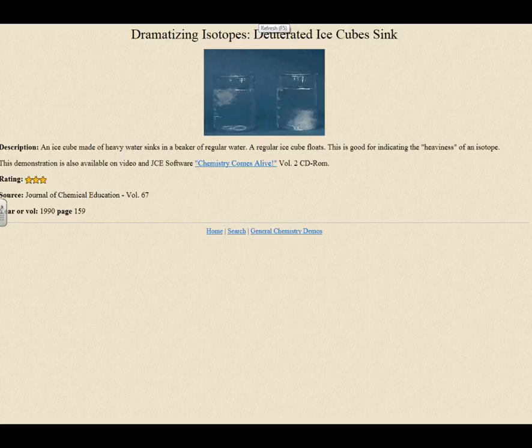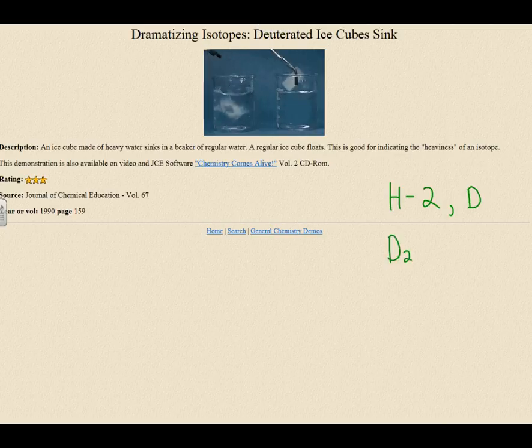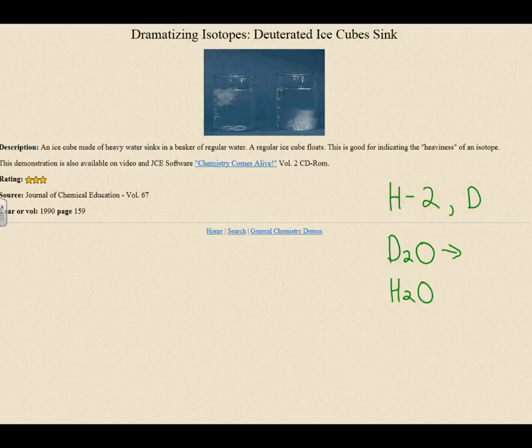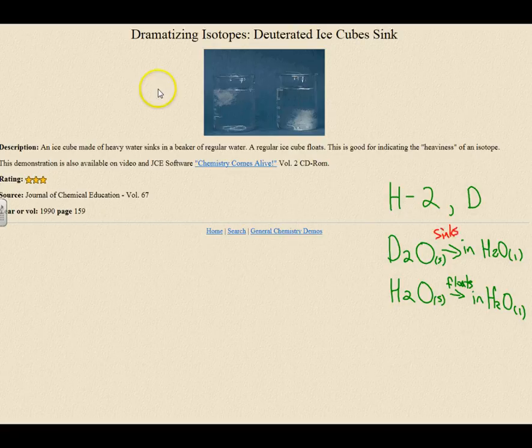And because deuterium, we could call it H2, but sometimes its symbol is D, we could write the chemical formula for heavy water as D2O, and that would of course be a little bit heavier than regular water, H2O. This is going to sink in H2O liquid, and this floats in liquid water. Okay, so one sinks, one floats. So there again, there's some evidence for the existence of isotopes.